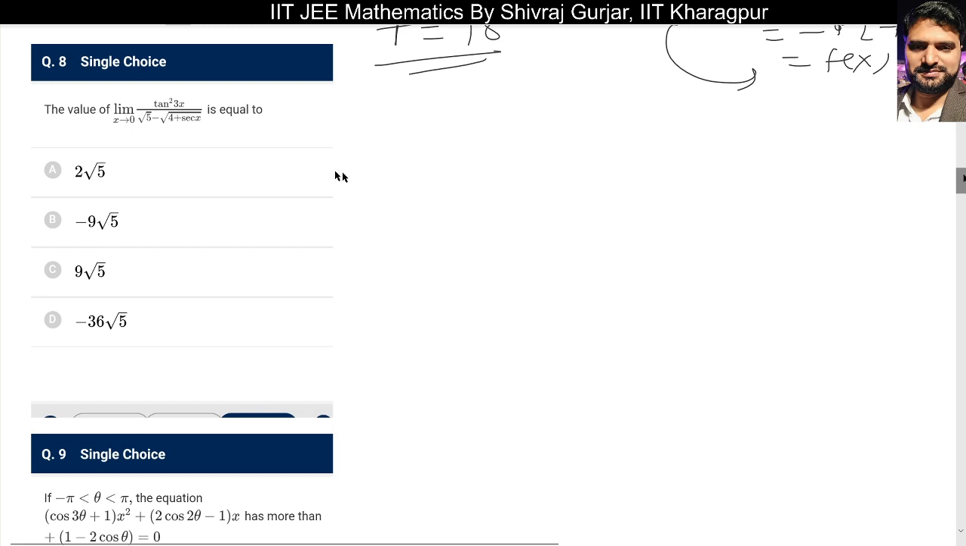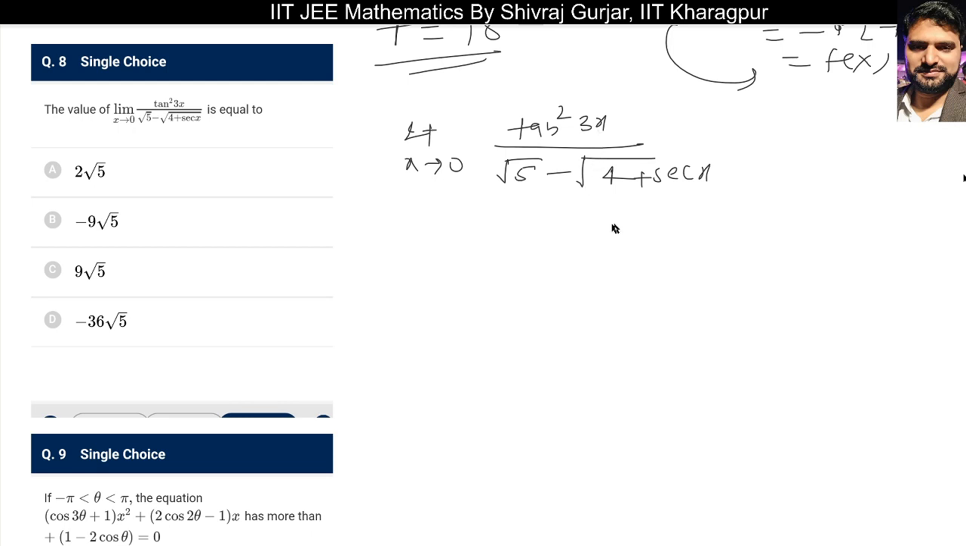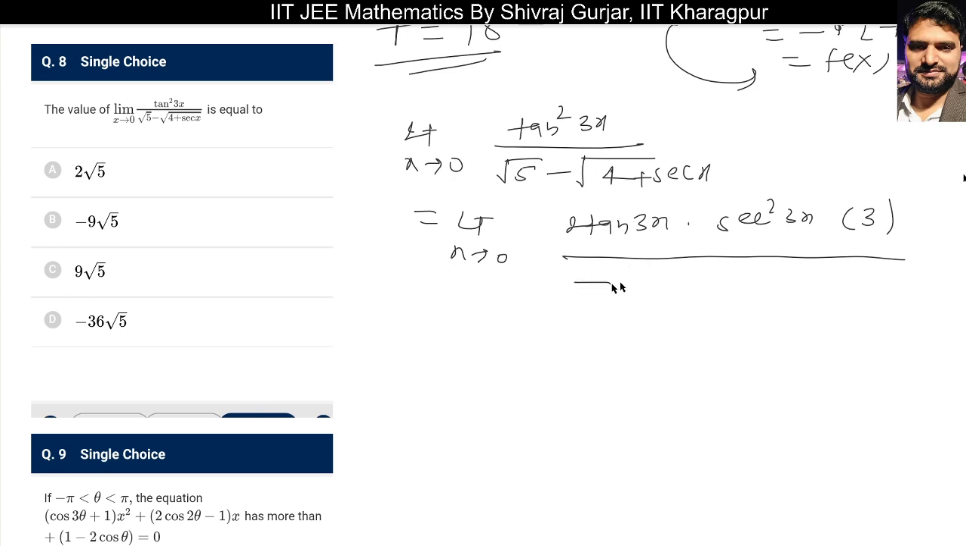Question number 8 is a limit. So the limit will be simple: tan squared 3x divided by root of 5 minus root of 4 plus sec x. If we put x tends to 0, this will be 0 by 0 form. One thing that we can do is directly apply L'Hospital rule. So that will be tan 3x sec squared 3x into 3. We differentiated the numerator, and again differentiated the denominator.